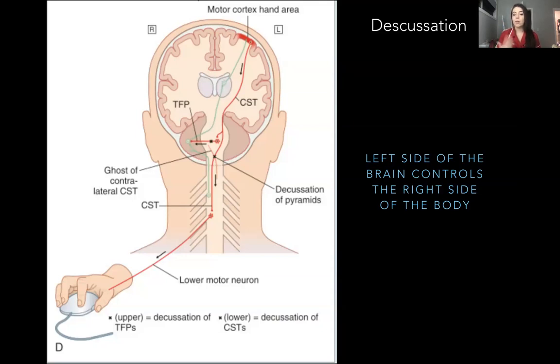Anatomically, the brain's left hemisphere controls the right side of your body. This is because of the crossing over of the upper motor neurons along their course from the brain to the muscles just before the medulla oblongata and at the spinal cord. This is called decussation.